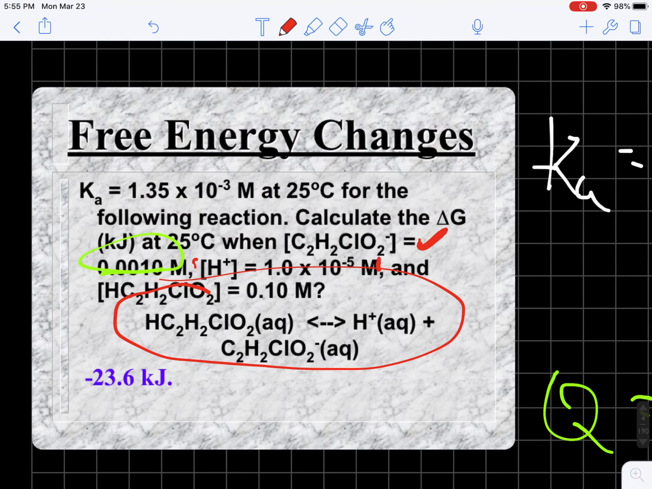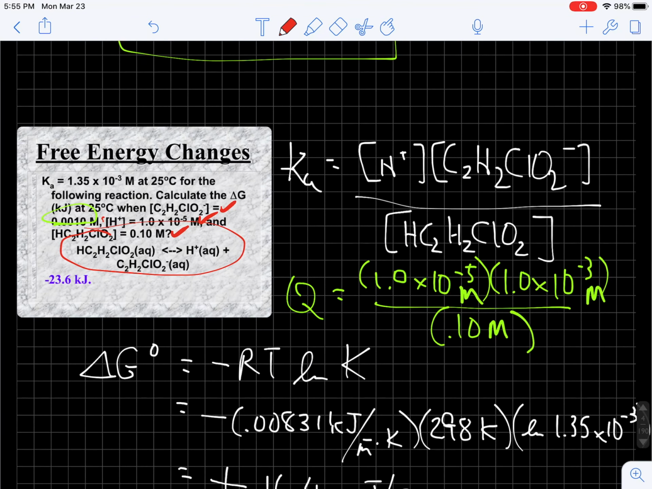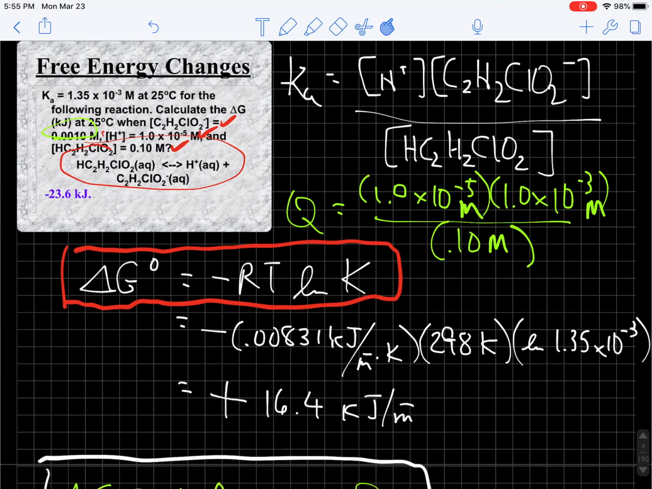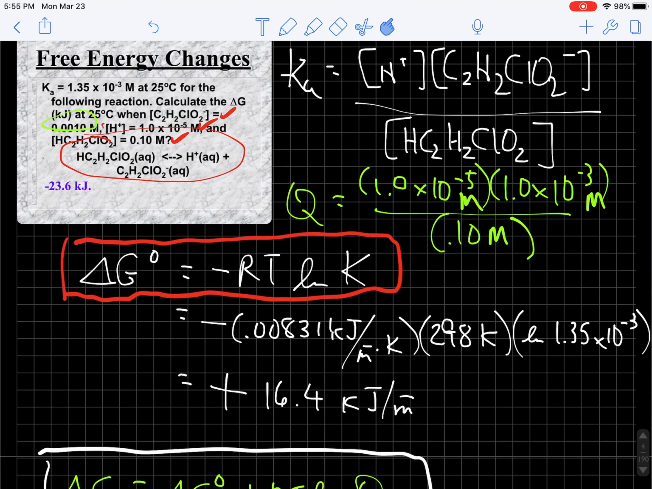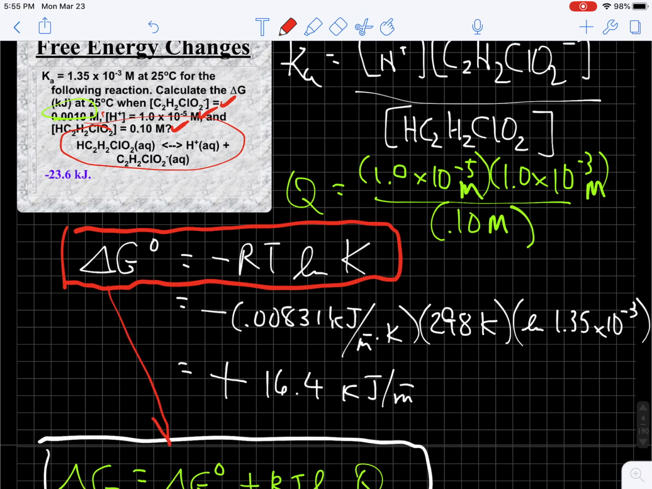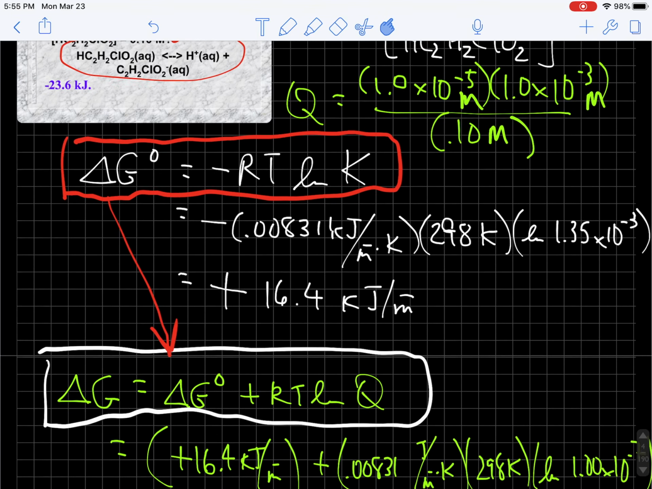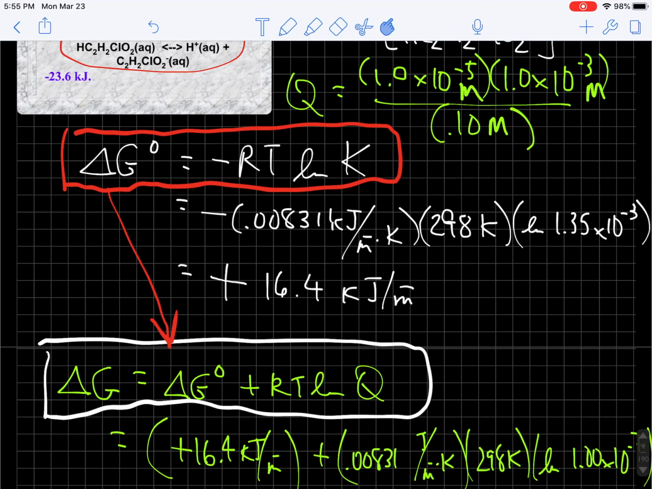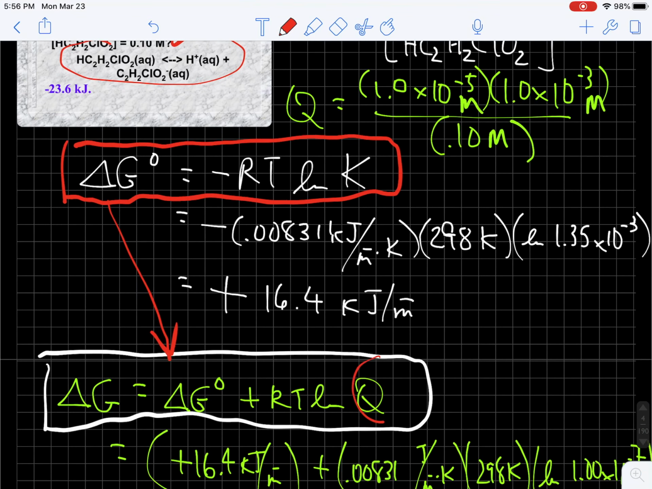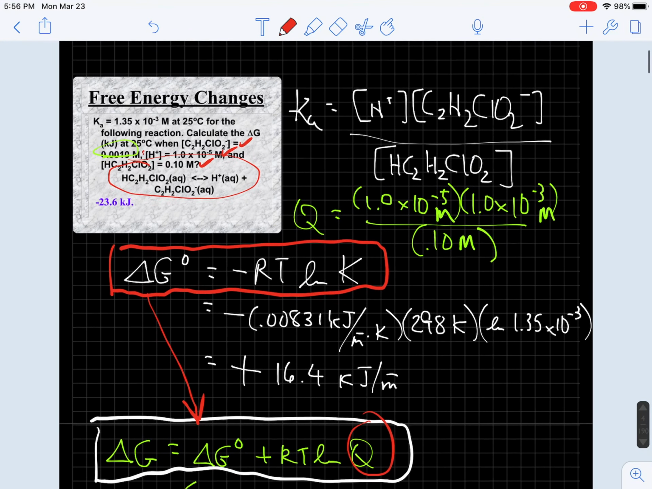but they're also giving me these ion concentrations, which are indicative of a condition involving Q, and that's done for a reason. What you're going to do is use K to get delta G naught, and then once you know delta G naught, we can substitute that into this expression: delta G equals delta G naught plus RT natural log of Q. And like I said, they've given us values with which we can figure out Q.